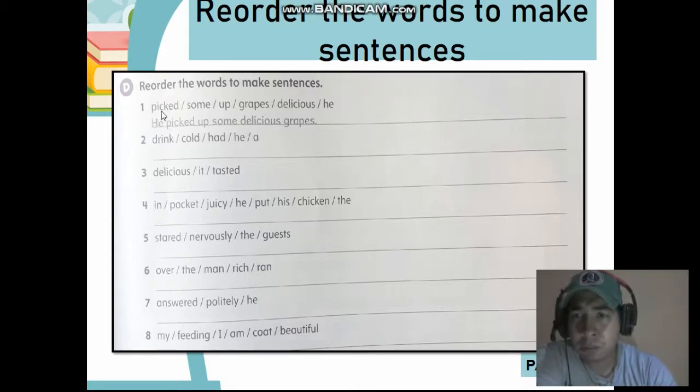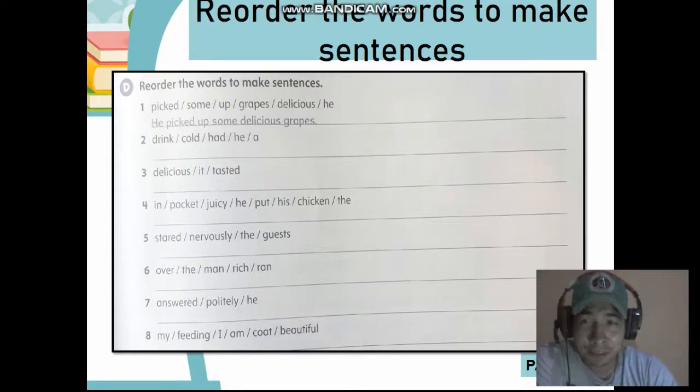The words are picked, some, up, grapes, delicious, and he. These are all mixed up. Now, if we order them, the correct one is: he picked up some delicious grapes. That is the correct sentence. So I want you to do the same. Take a couple of minutes to arrange all the sentences and I will come back to you with the response.